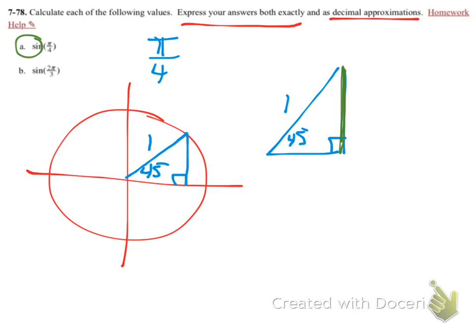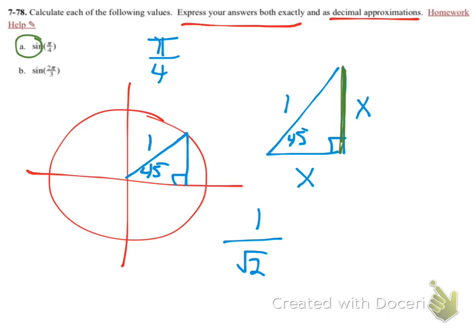So from geometry, we worked with 45, 45, 90 triangles. And normally what we did is we took our legs, which are both the same, and we multiplied them by the square root of 2 to get our hypotenuse. In this particular problem, we are starting with the hypotenuse, so we need to go the opposite direction and divide by the square root of 2. So I'm going to take 1, which is the hypotenuse, and divide it by the square root of 2.